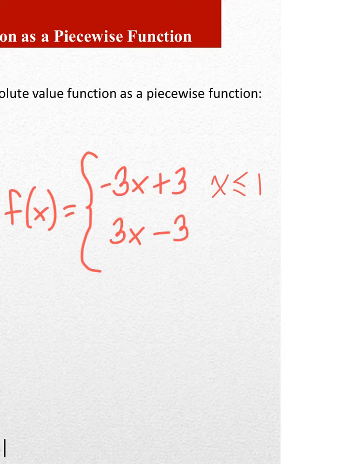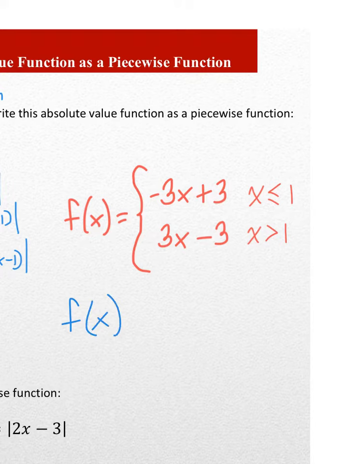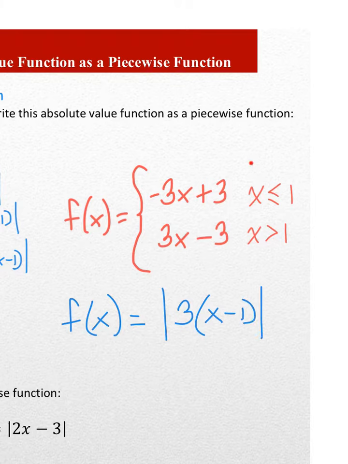And the right piece is going to begin right as you move to the right of 1. So it's going to be greater than 1. And then it goes on forever up to positive infinity. And then just to finish here, this is the same thing as f of x equals our absolute value function. So I'm going to put the 3 in here, x minus 1. And so the point is both of these completely describe that absolute value function on the graph.